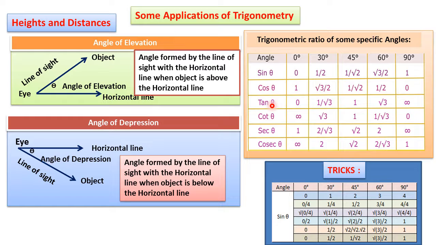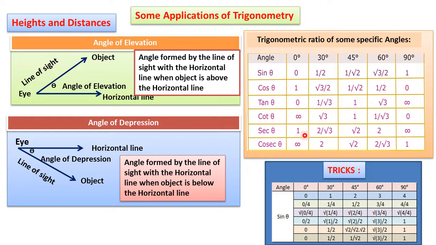To find the value of tan theta, it is just the ratio of sine and cos. So sin theta by cos theta gives me tan theta. So 0 by 1 is 0, 1 by 2 divided by root 3 by 2 is 1 by root 3, 1 by root 2 divided by 1 by root 2 is 1, root 3 by 2 divided by 1 by 2 is root 3, and 1 by 0 is infinity. Similarly, to find cot theta, the relation between cot theta and tan theta is that it is a reciprocal. So just take the reciprocal of the tan values and you will get the values of cot theta. And sec theta is the reciprocal of cos theta.